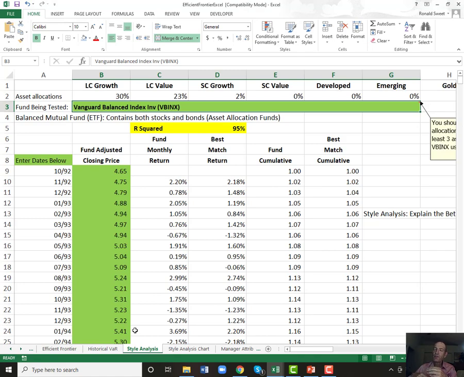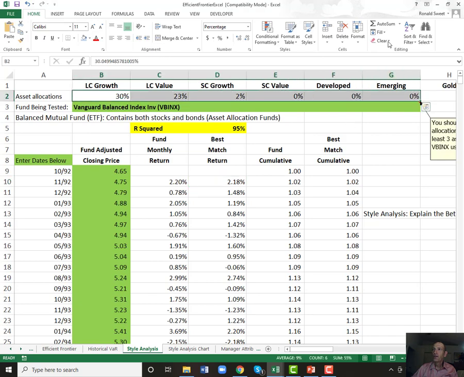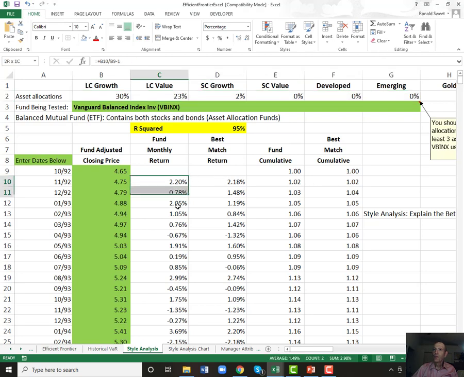So those software packages are doing exactly what we just did here. We're comparing the returns of our fund, and we're finding the best fit. We're using Solver, but we're finding the best fit that explains the risk of my portfolio. And that's what style analysis is all about.